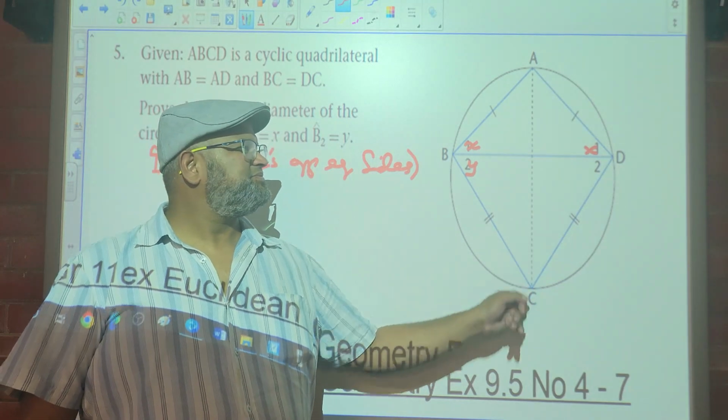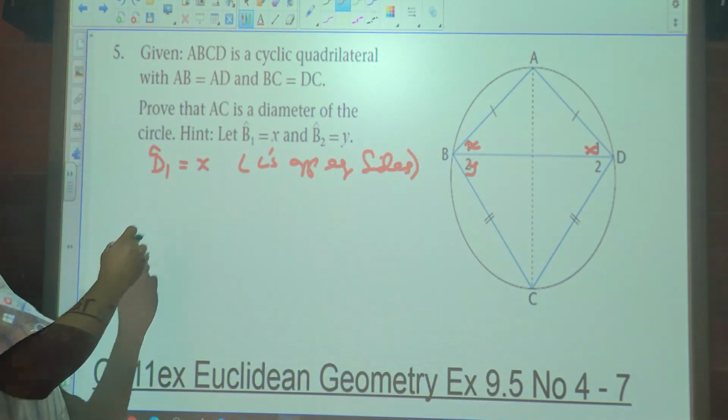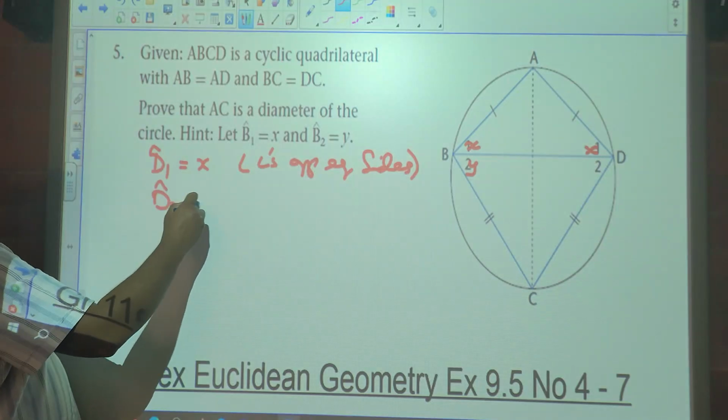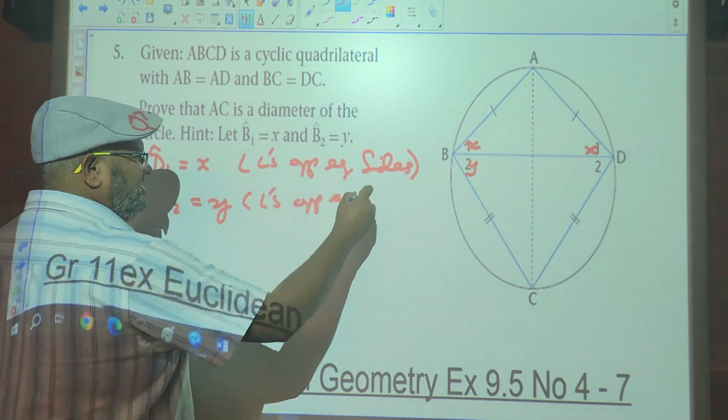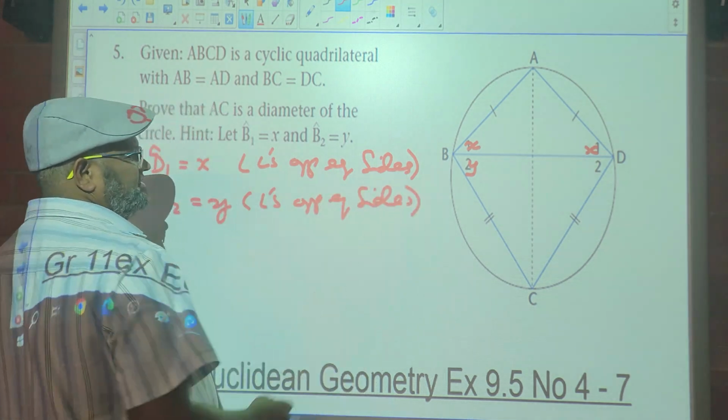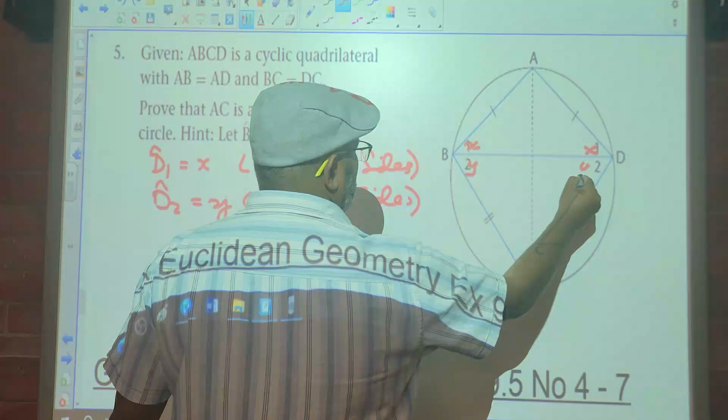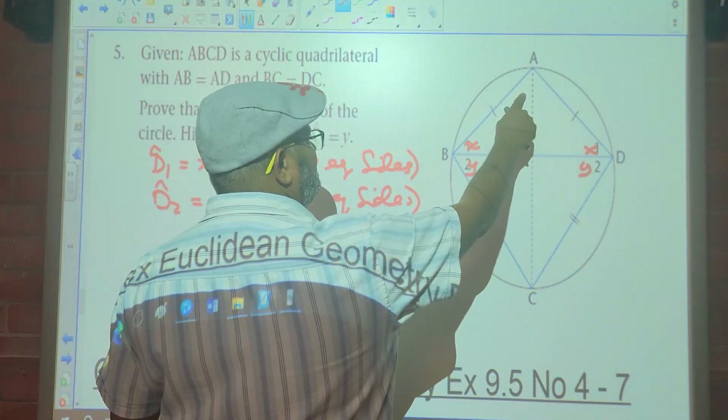Okay. Which other angle is equal to y? D2 is equal to y. Why? Angles opposite equal sides. And which other angle is equal to y? This one here, not so.